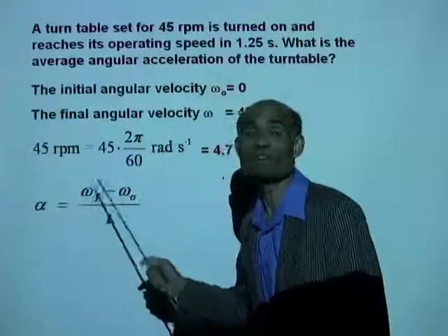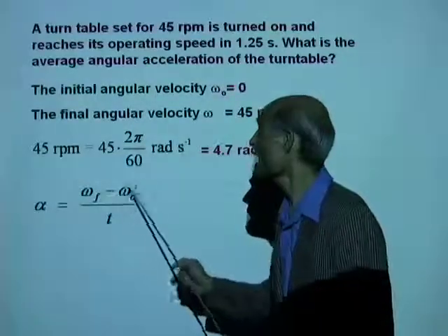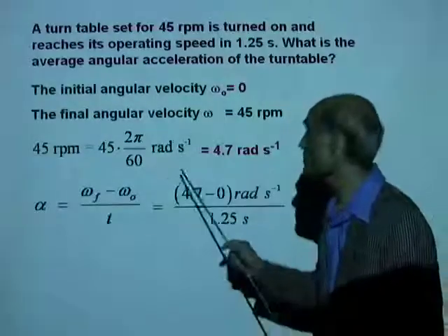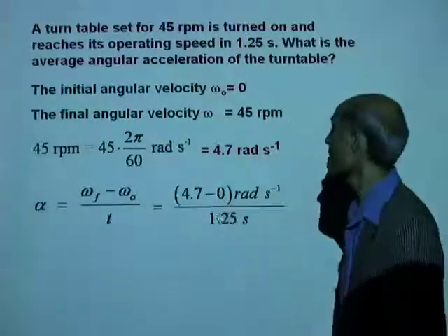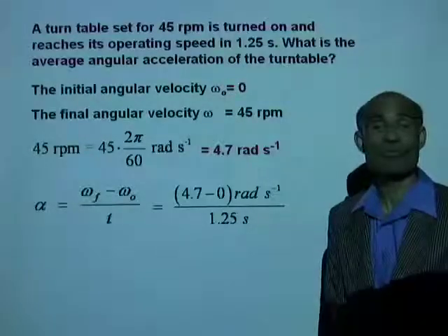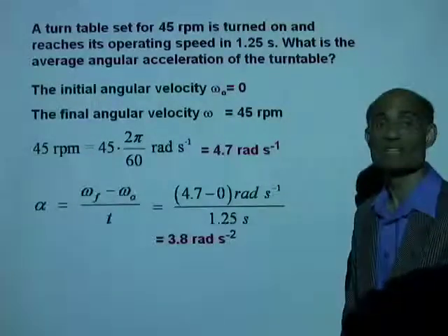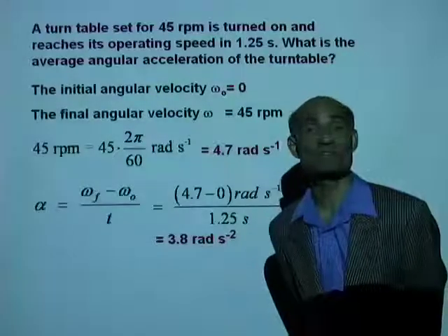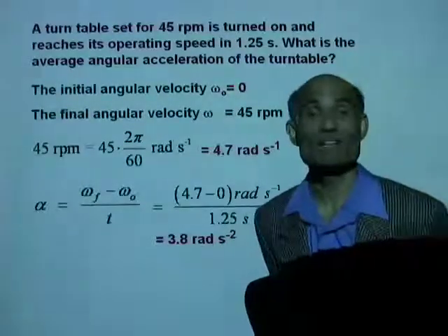Therefore, alpha equals omega f minus omega 0 divided by t. That will be 4.7 minus 0 divided by 1.25 seconds. That is 3.8 radian per second squared, which is the angular acceleration.